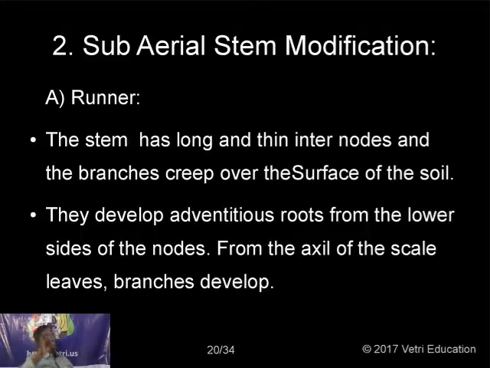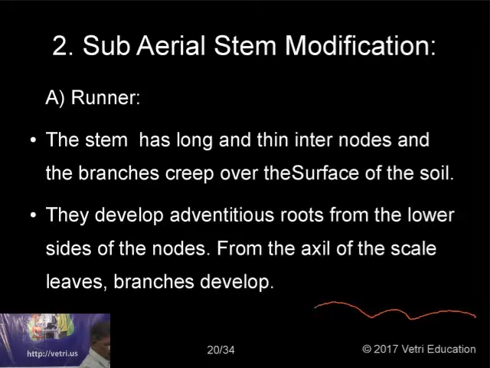Next, subaerial stem modifications. We discussed that subaerial modifications are of 4 types. First is the runner. The name itself indicates it, the runner runs on the ground. See, it has long internodes, slender stems. On the lower side you can find a bunch of roots develop, and above you can have a bunch of leaves develop. In this way, it spreads over the complete area.